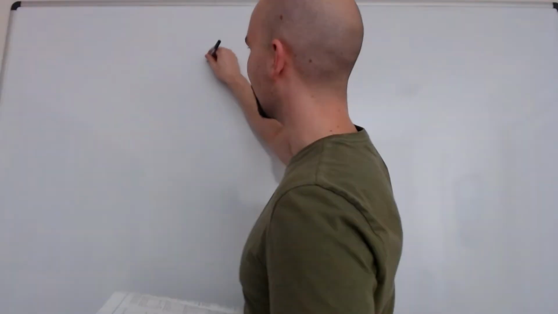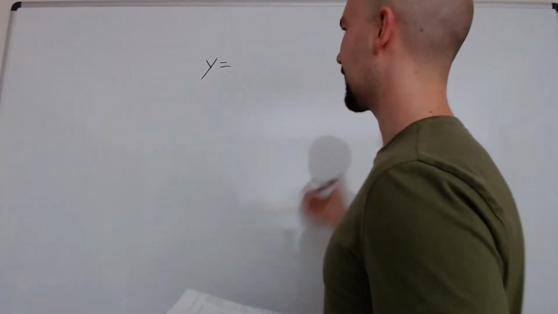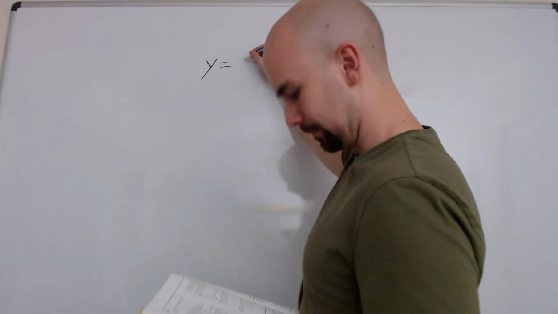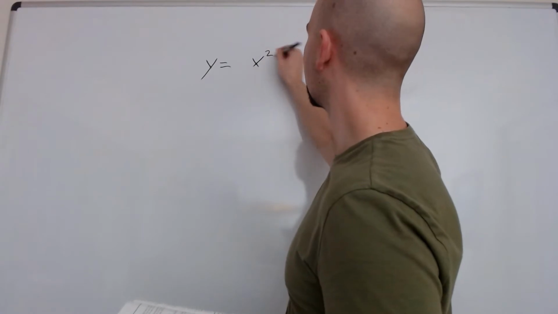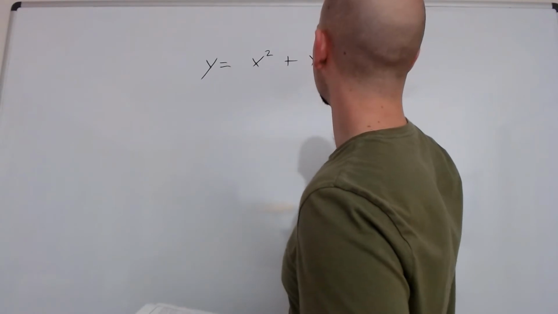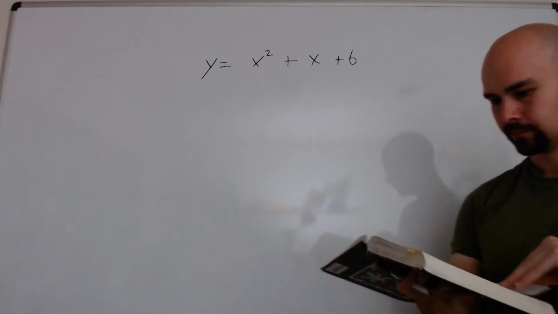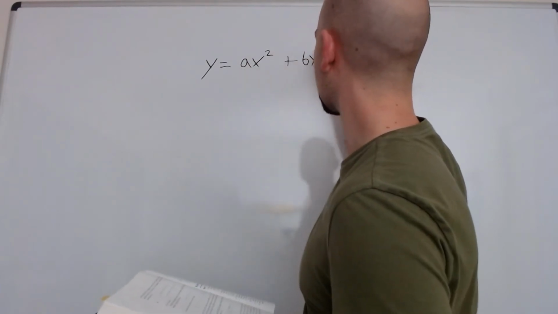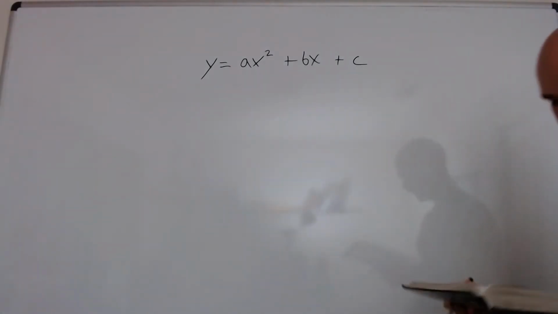Now our form for graphing a quadratic equation, which is going to have a power of x squared, or basically a second degree variable, is y equals, basically it'll be in a form like ax squared plus bx, if you have it, plus your constant c. So line them up that way and that'll help.